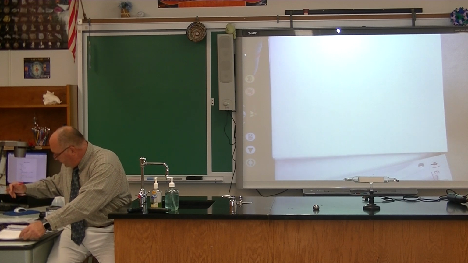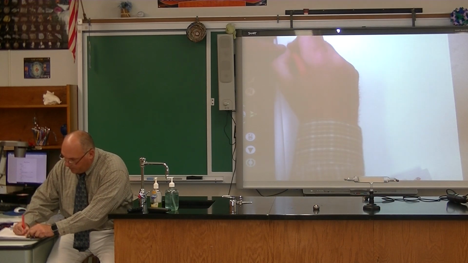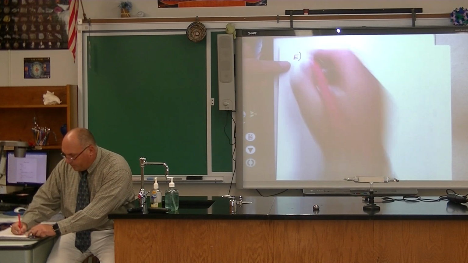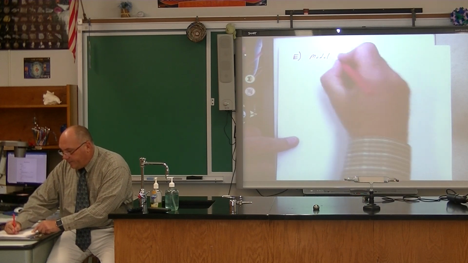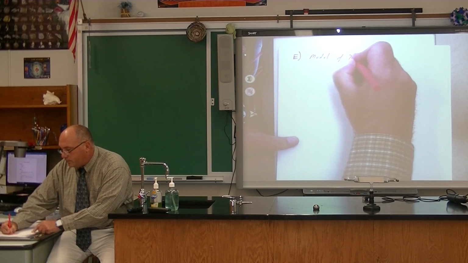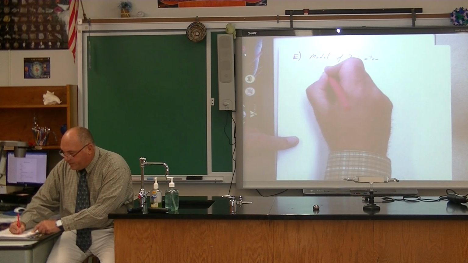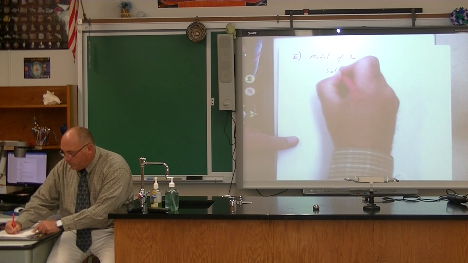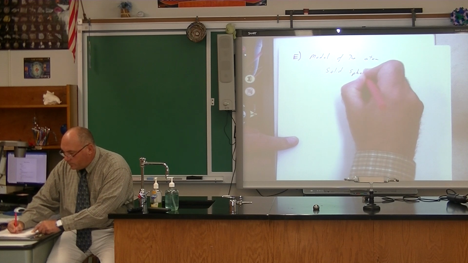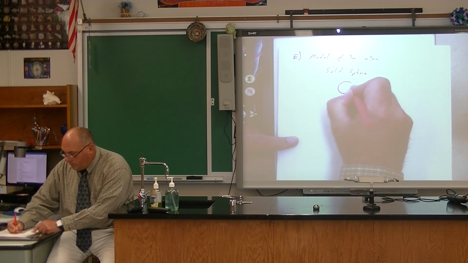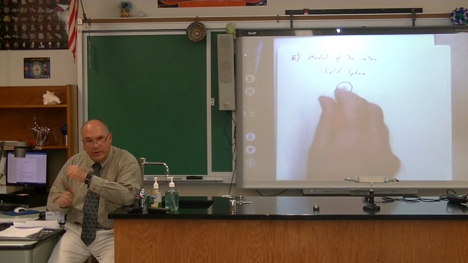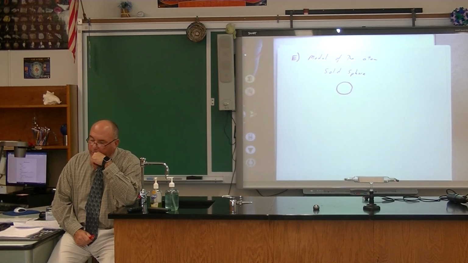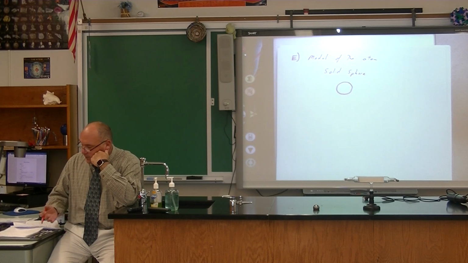So this is number E. His model of the atom was a solid sphere. So all the atoms were solid spheres, okay? Just extremely small.